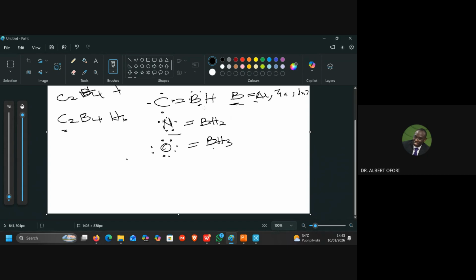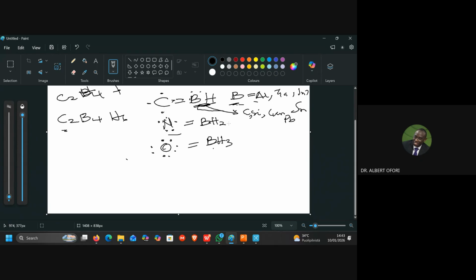But when I move to the carbon group, the carbon group is carbon, silicon, germanium, tin, and then lead. They are all in the carbon group. So they are equivalent to having 1 borane and then hydrogen.